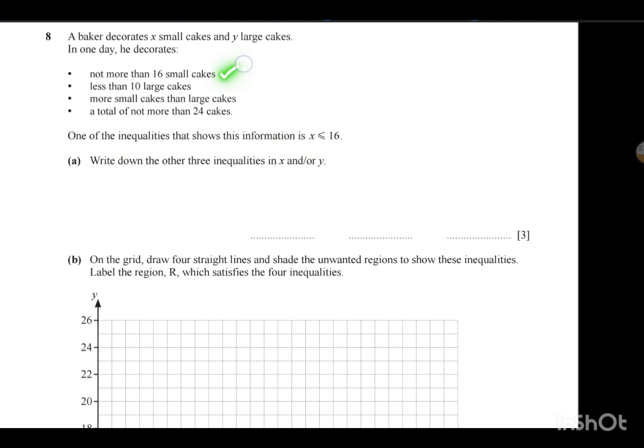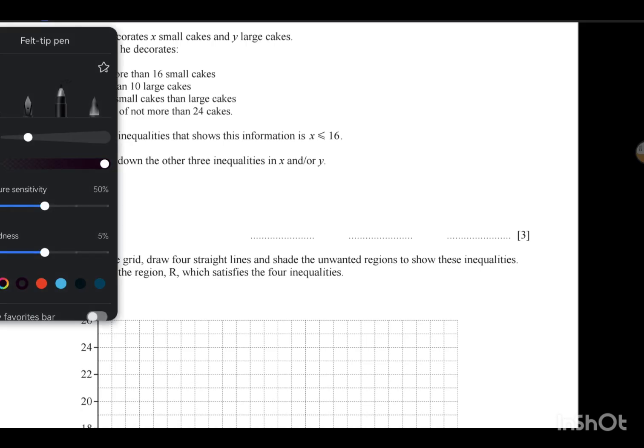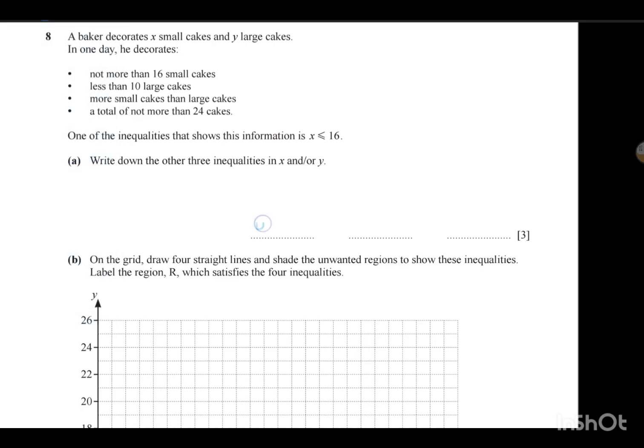So the first inequality is already given here. Not more than 16 small cakes is x less than or equal to 16. Small cakes is x. Not more than will be less than or equal to 16. Next, less than 10 large cakes. So large cakes is y. So what will be the inequality here? Y less than 10. The next, more small cakes than large cakes. So y is less than x here. Large cakes are less, small cakes are more. Then a total of not more than 24 cakes. So total means adding both x and y.